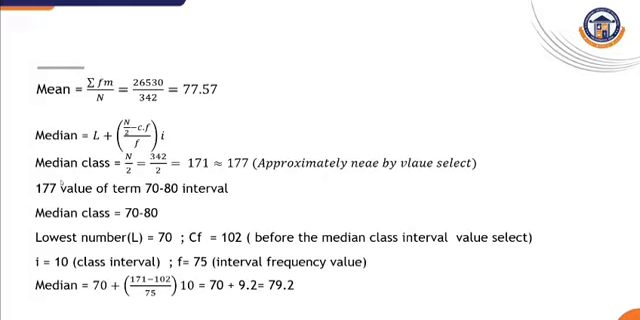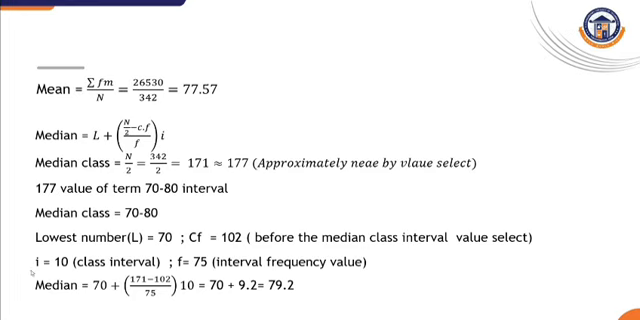The 177 value falls in the interval 70 to 80. Therefore we identify the median class as 70 to 80. The lowest number of the class is called the capital L, which is 70. The cumulative frequency before the median class interval is 102.